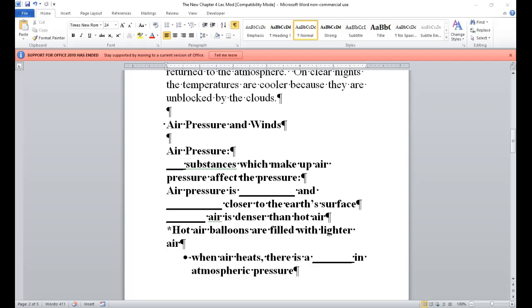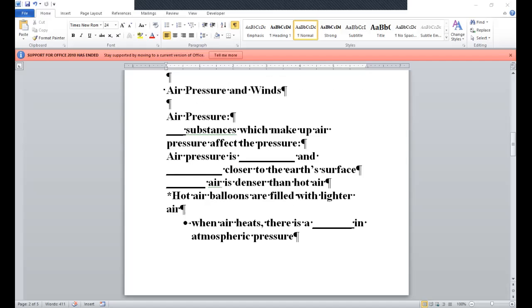So when air heats, there's a drop in atmospheric pressure. And there's a rise in pressure when it cools. I mean, just for those of you who have flown, think about how your ears feel as you begin to descend to the Earth's surface. The pressure accelerates as it gets higher and heavier.